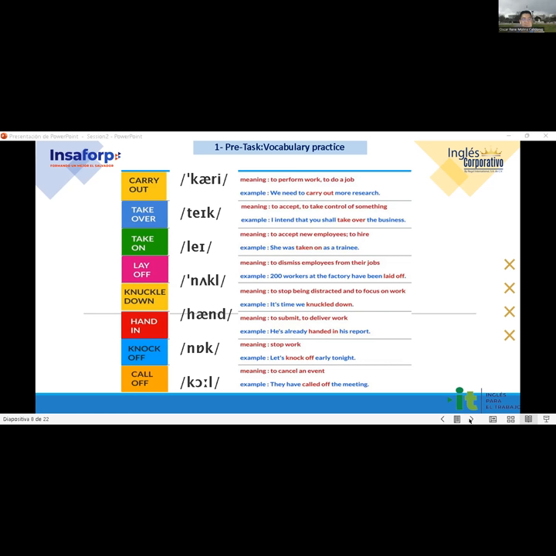So now let's continue. We're going to check some more vocabulary. Take a screenshot. With this one, remember that you have to do the match. Carrots, the first one, take the second one. We have take on, that's the third one, right? Lay. So you're going to move one space. But the definitions are this one.